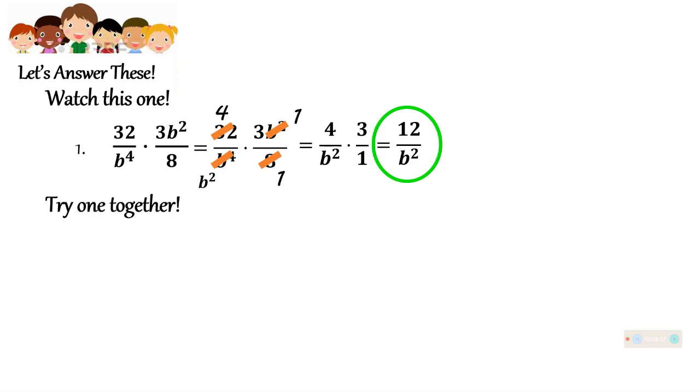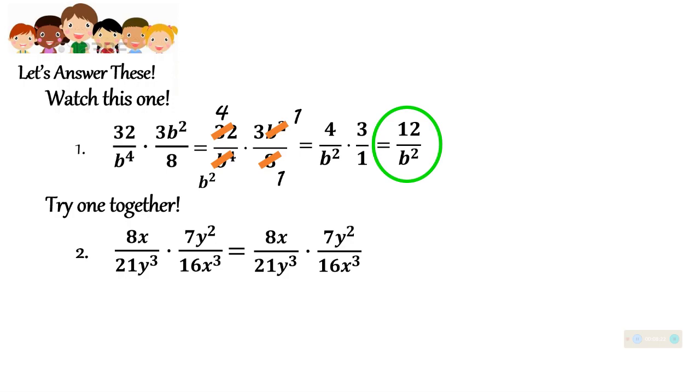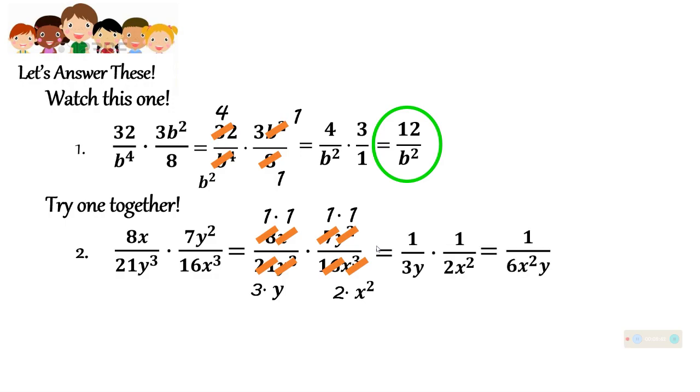On the second one, let's try 8x over 21y cubed times 7y squared over 16x cubed. So again, copy and then look for the common factors so that you can divide them out, then simplify and multiply. So we are left with 2 times x squared on the denominator, and in these terms, we are left with 3y on the denominator. Therefore, our product here is 1 over 6x squared y.